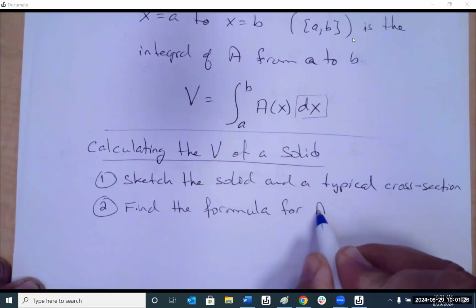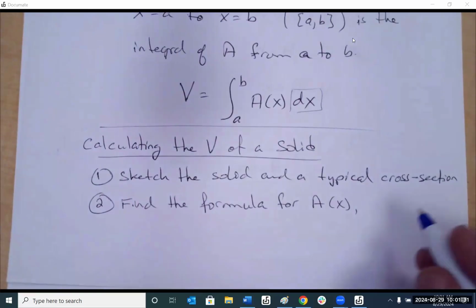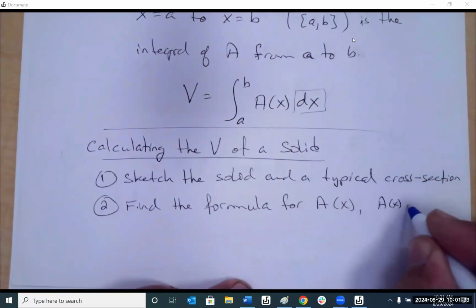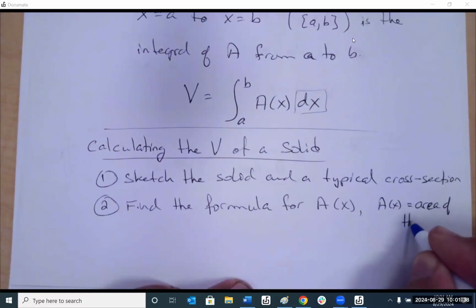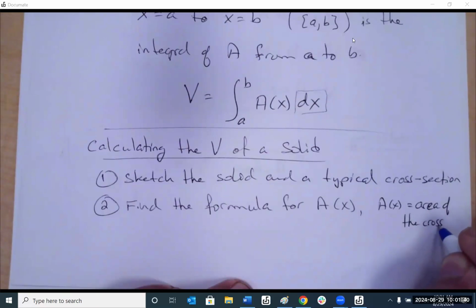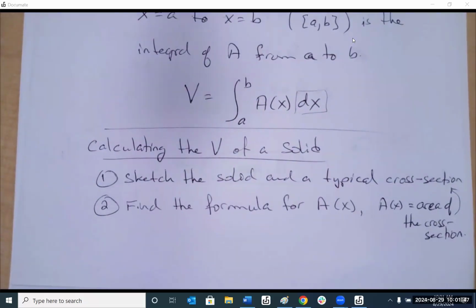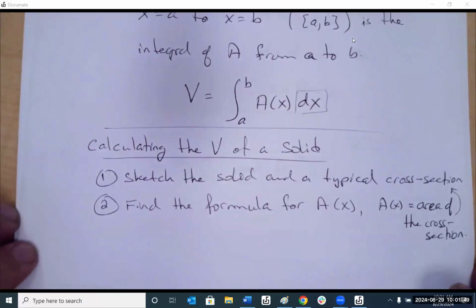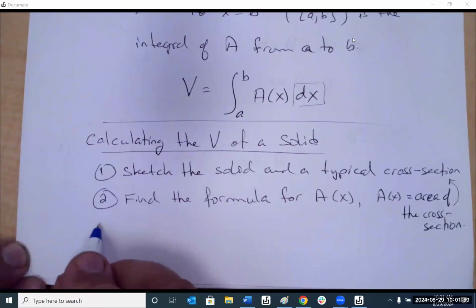Step two, find the formula for A, where A of x is the area of the cross section above, of that cross section. First, draw your picture. You have to figure out what the formula is of your blob that you're going to draw, that you're going to calculate.